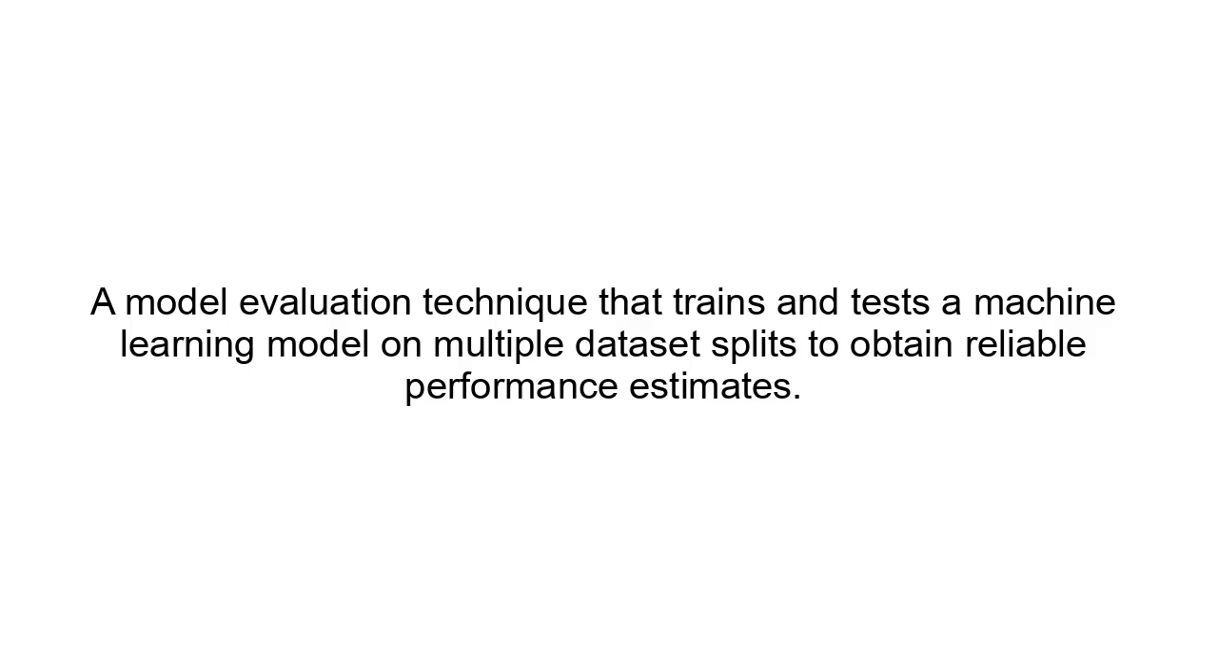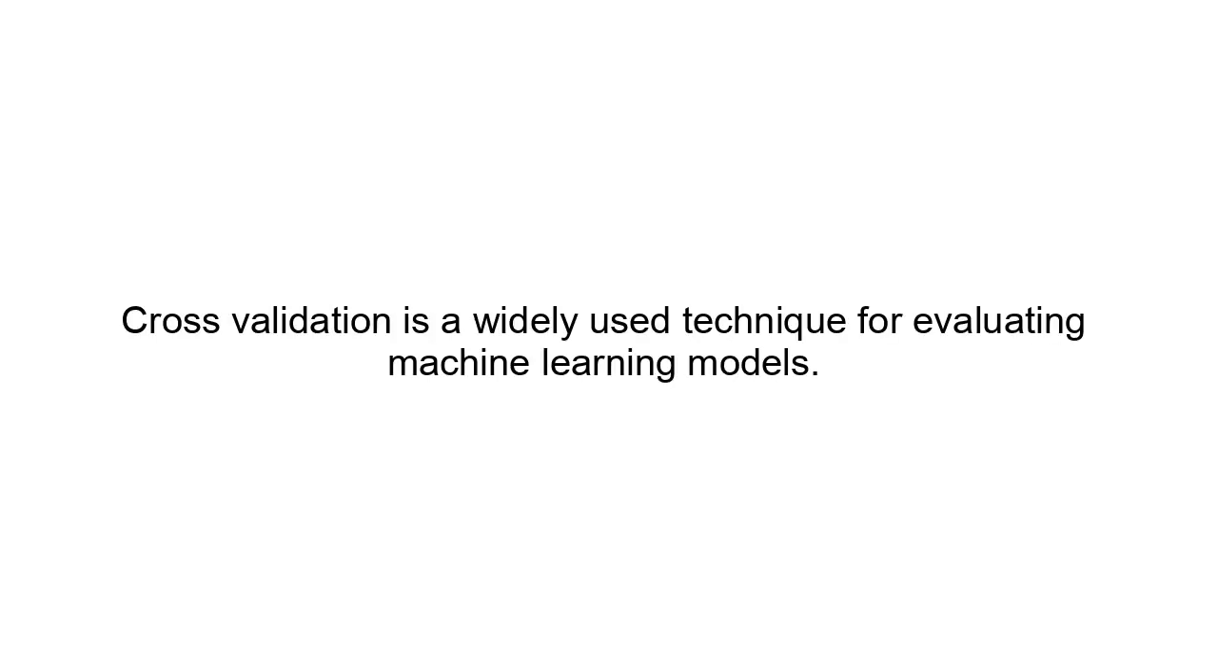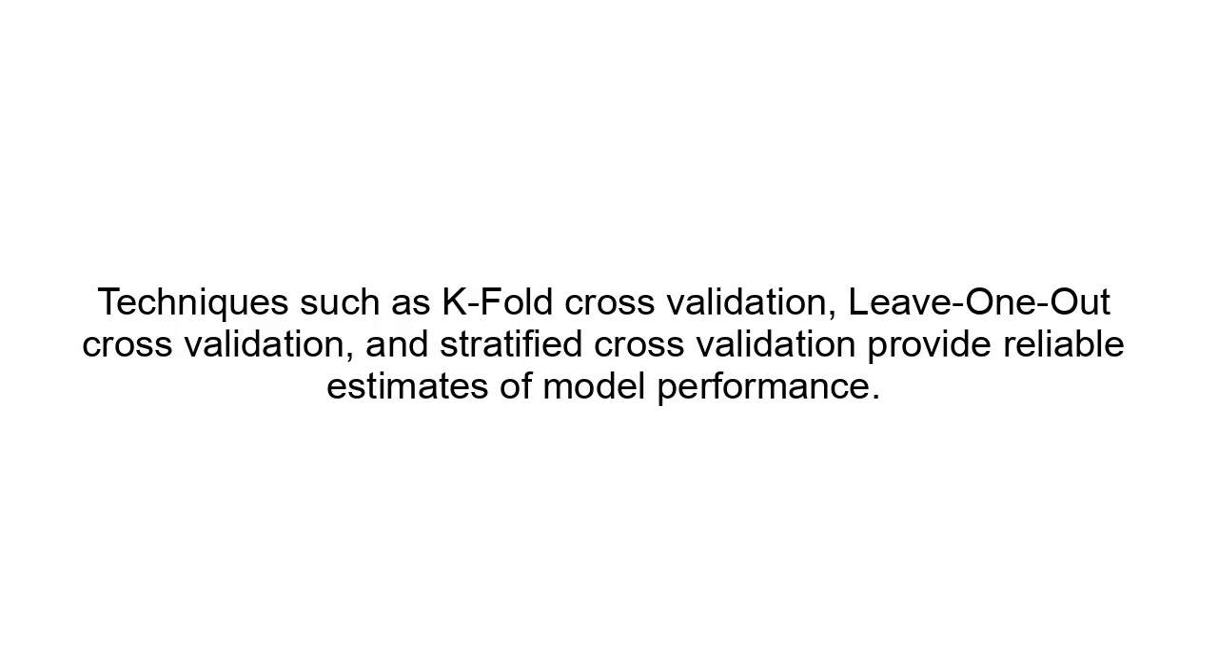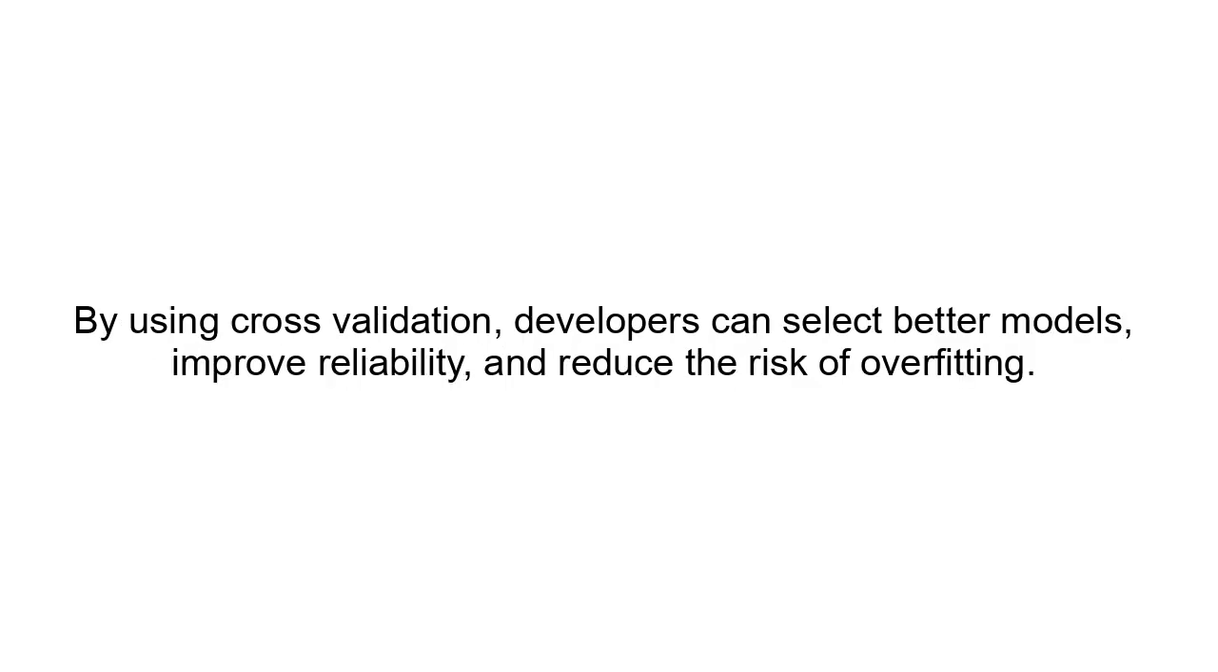Simple definition. Cross-validation: a model evaluation technique that trains and tests a machine learning model on multiple dataset splits to obtain reliable performance estimates. Final summary. Cross-validation is a widely used technique for evaluating machine learning models. Instead of relying on a single train test split, cross-validation divides the dataset into multiple folds and evaluates the model multiple times. Techniques such as k-fold cross-validation, leave one out cross-validation, and stratified cross-validation provide reliable estimates of model performance.